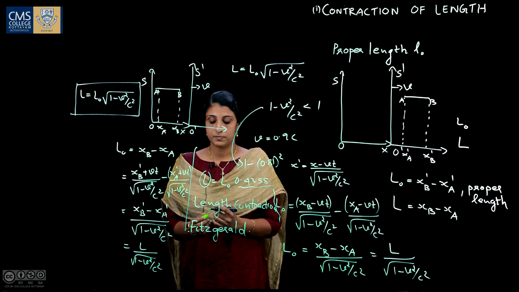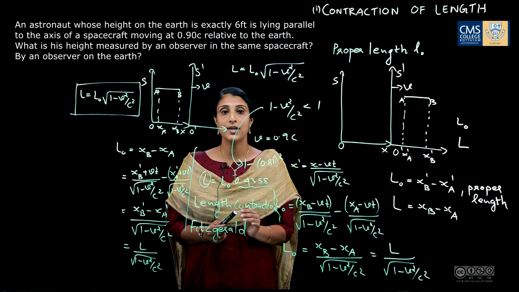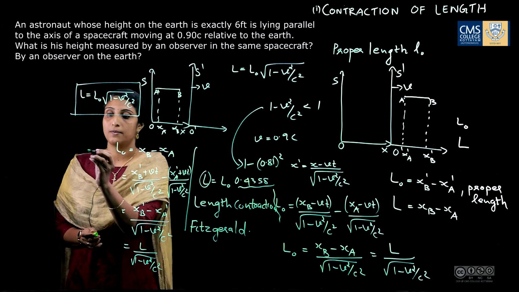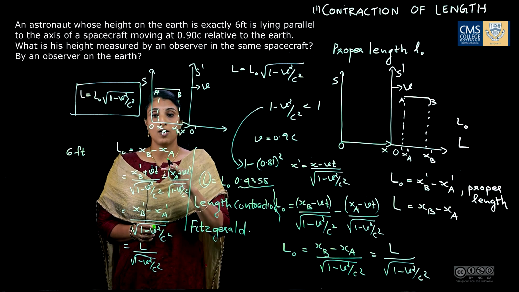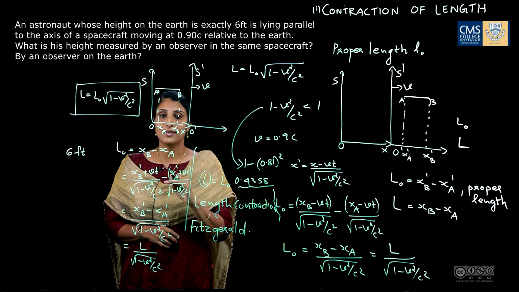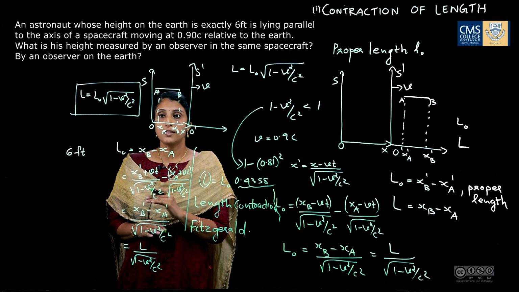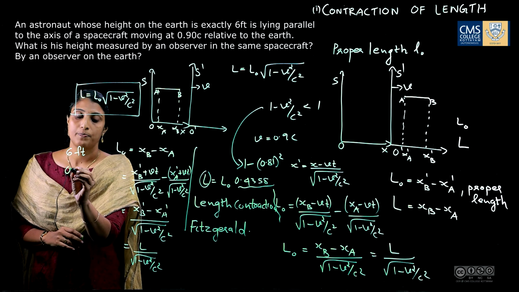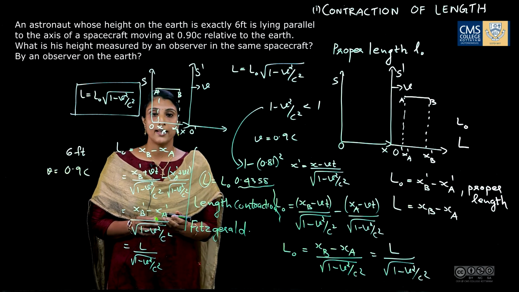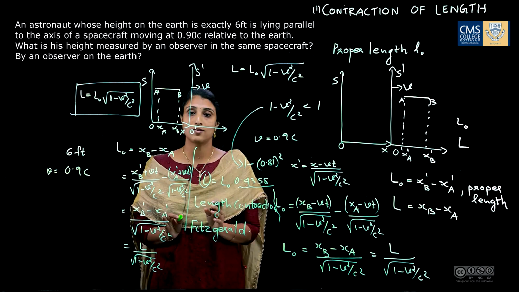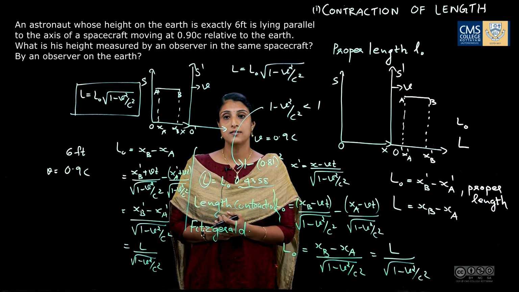Now, let us do a problem. Consider an astronaut whose height on the earth is exactly 6 feet, and he is lying parallel to the axis of the spacecraft, in the spacecraft. The spacecraft is moving with the velocity 0.9 c, that is V equal 0.9 c. We have to find the length, or height, of the astronaut by an observer on earth and by an observer on the spacecraft.